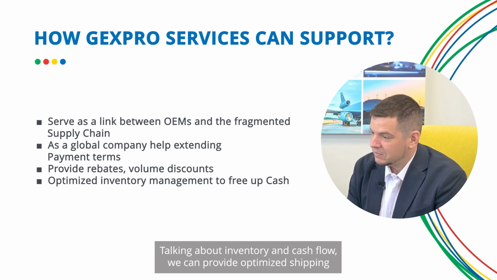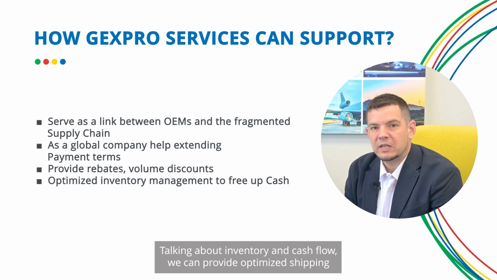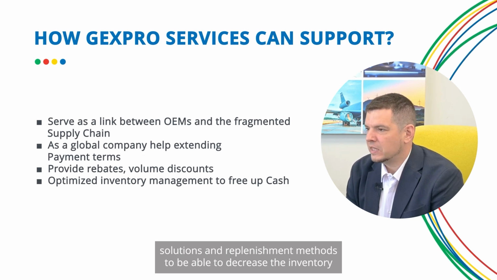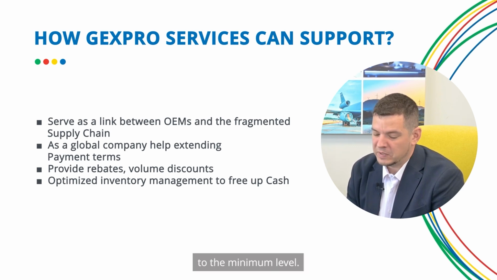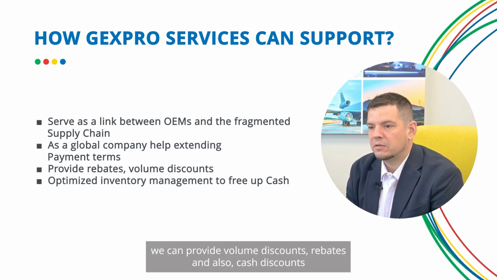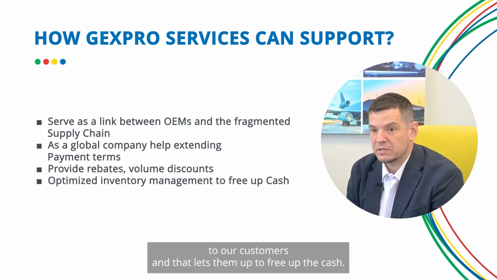Talking about inventory and cash flow, we can provide optimized shipping solutions and replenishment methods to be able to decrease the inventory to the minimum level. And as we have a huge buy power at the suppliers, as I mentioned, we can provide volume discounts, rebates, and also cash discounts to our customers. And that lets them free up the cash.